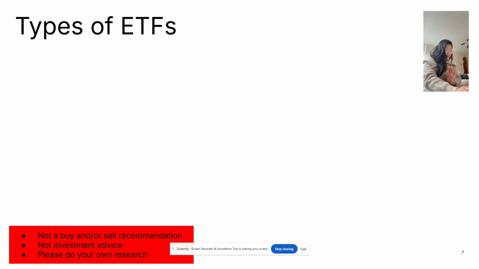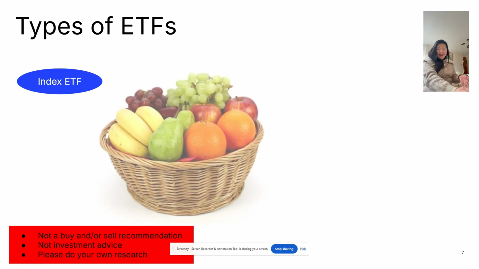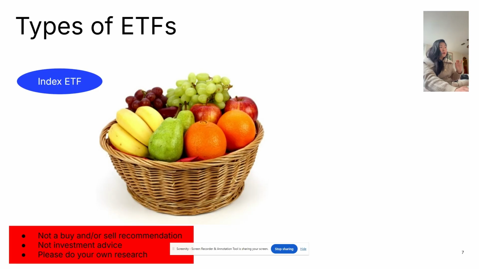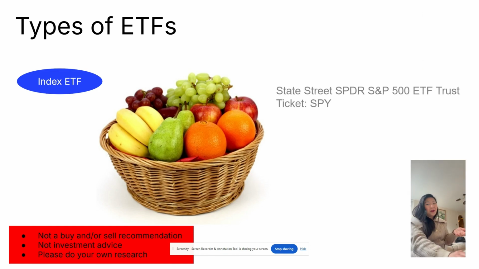The types of ETF, I'm going to continue on this. And it's really always fun when, even before I show anything, I tell you the disclaimer: not a buy and sell recommendation, not investment advice. Please do your own research. The most basic one is your index ETF. Index just means this is the most basic plain vanilla form of ETF, where you just buy the top 10, top 100, top 500 shares of a particular stock exchange. And the most popular one is SPY, which we mentioned just now.